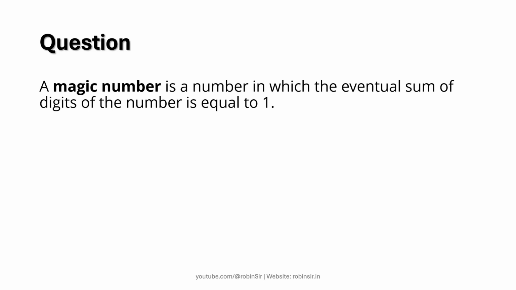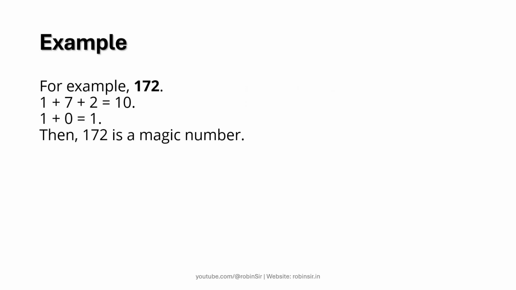Let's try to understand this with an example. Consider the number 172. If you add the digits of this number, 1 plus 7 plus 2, we get 10, which is a 2-digit number. So as long as you don't get a 1-digit number, you repeat this process. So we now add 1 plus 0, and we now get 1. So because the final sum is 1, we conclude that the given number 172 is a magic number.